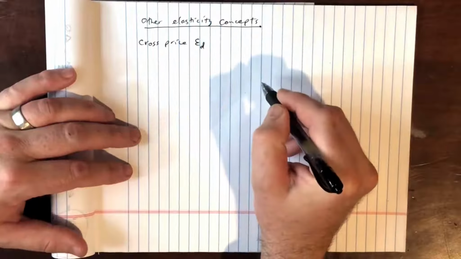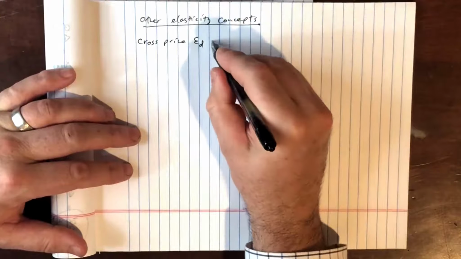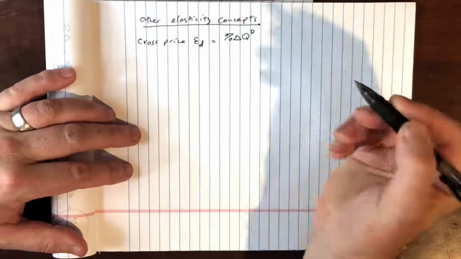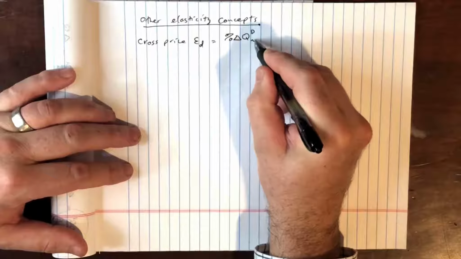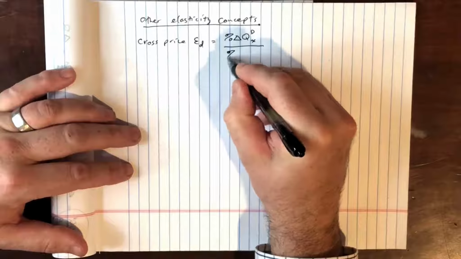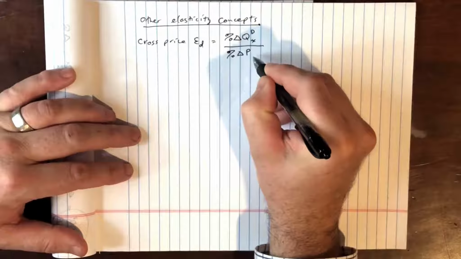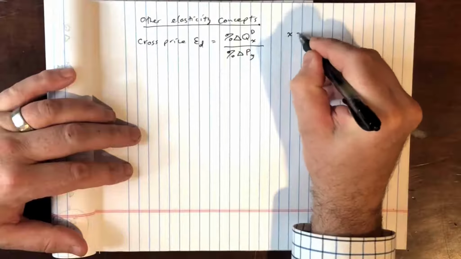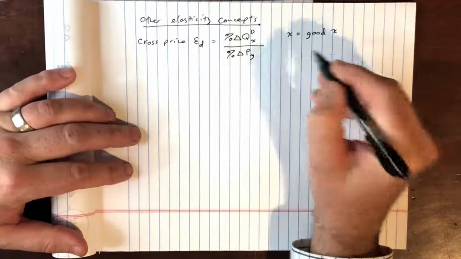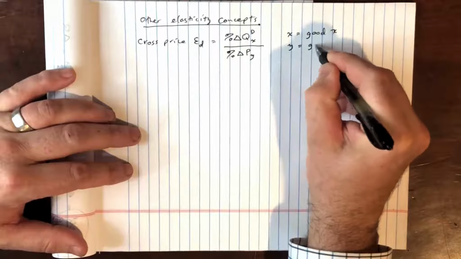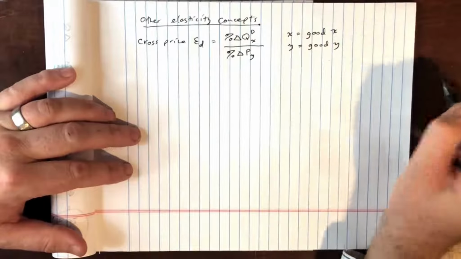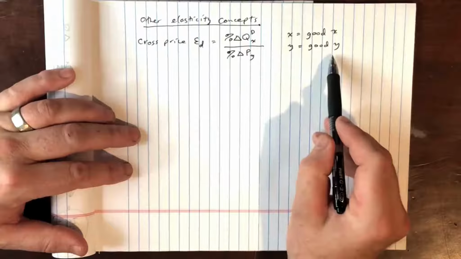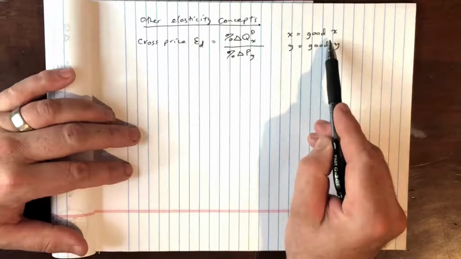elasticity of demand. All right, so this is the change in the quantity demanded of one good, let's say good X, relative to the percentage change in the price of now another good. All right, so X refers to good X, and Y refers to some other good Y. So the price change of one good on the quantity change of another good.